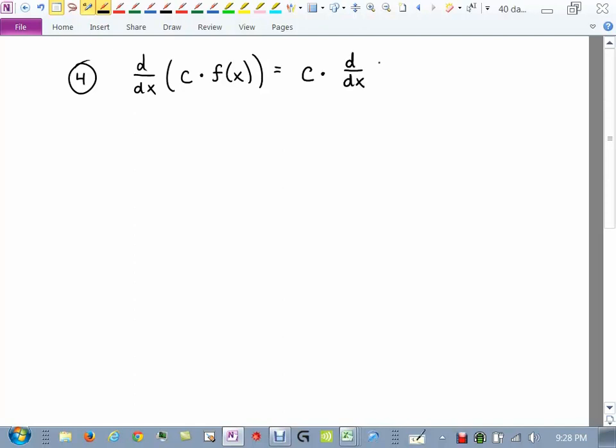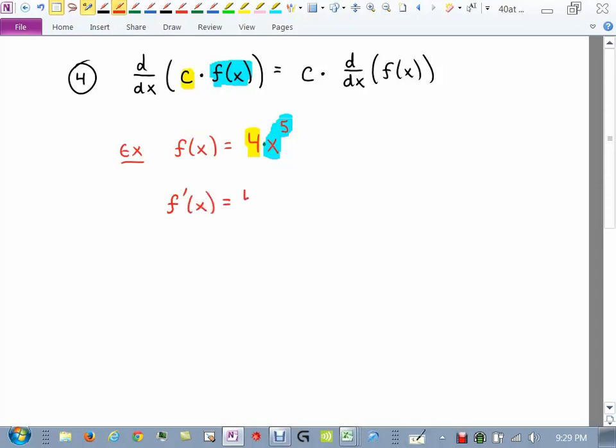Let me show you an example of this. Let's say we have some function, f of x equals 4x to the 5th. So what we want to do is we want to look at this 4 out here in front as being like our constant. And then we have a function, f of x, which is the x to the 5th. Now we know how to take derivative of x to the 5th because that's power rule. So what I'm going to do is I'm going to say that the derivative of this is equal to 4 times the derivative. Well, I'm going to use a different notation so you can see it. It's 4 times that x to the 5th, but its derivative.